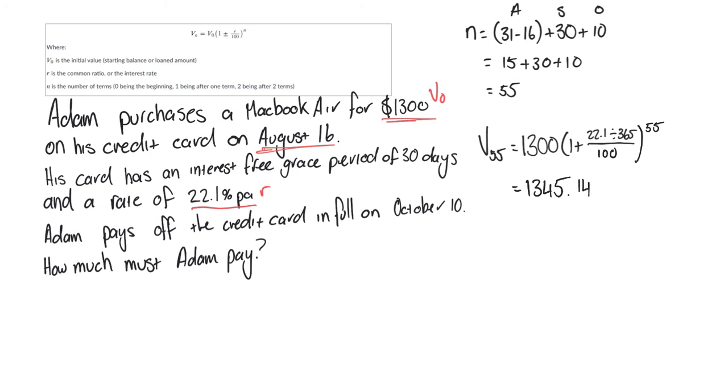So that means that a laptop that originally cost $1,300, because we put it on our credit card and because we had to pay extra interest, that laptop has now cost us $1,345. So an extra $45.14 that we had to pay in interest.